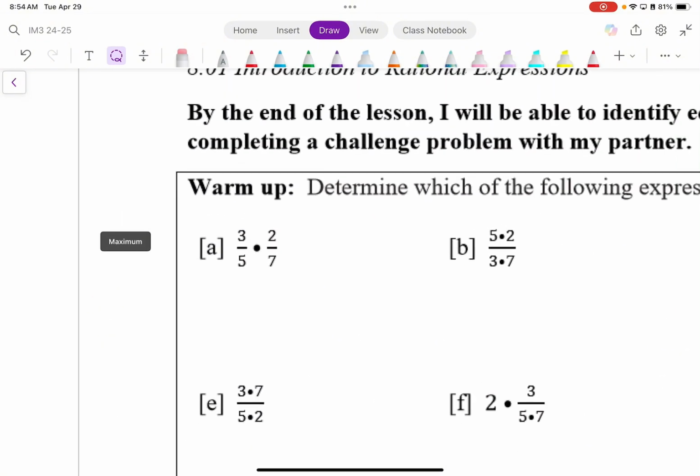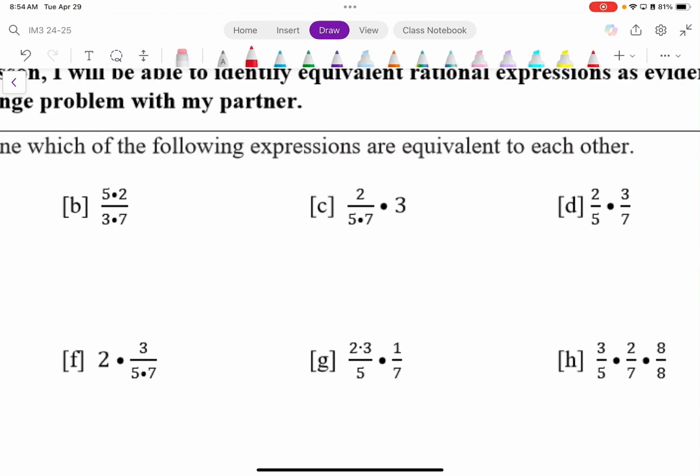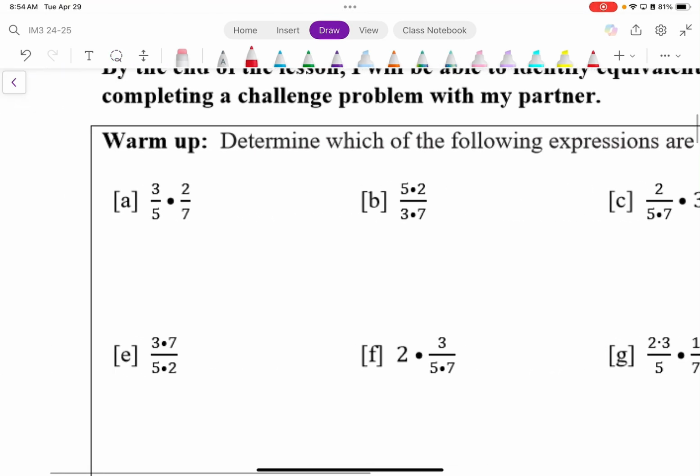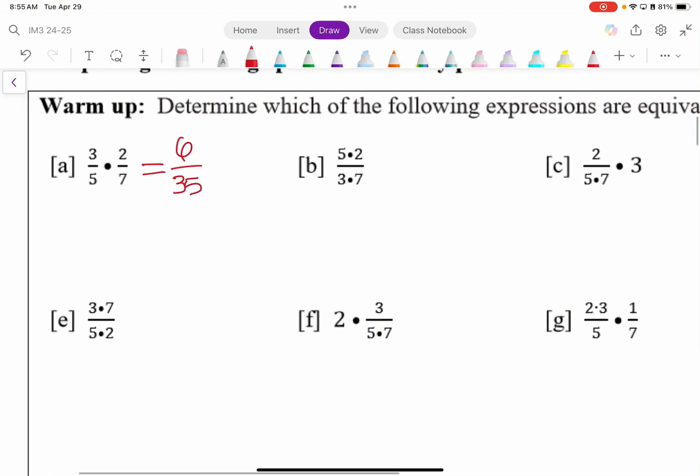Now let's begin by looking at the first problem, problem A. We're multiplying 3 over 5 times 2 over 7. So what do we get for this question when we multiply across, meaning top with top, bottom with bottom? 6 over 35. Okay. Then we move on to problem B.